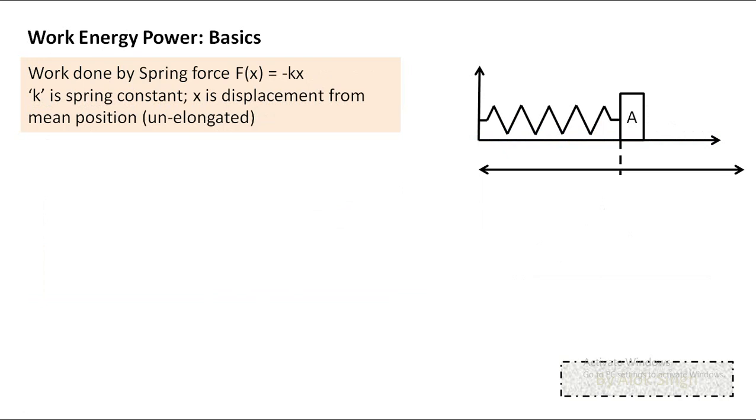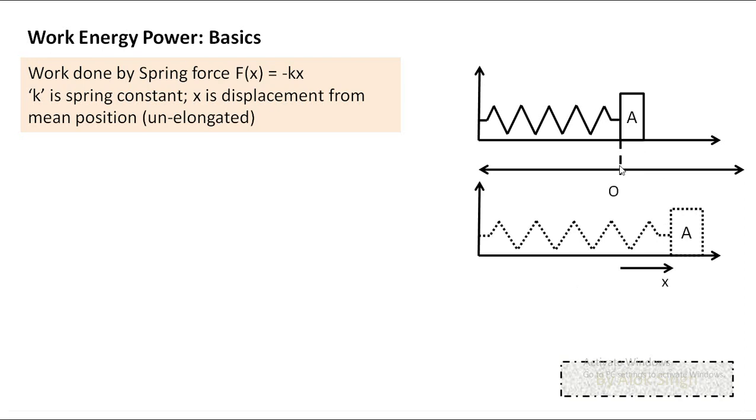Now we come to work done by spring force. We know the spring force is equal to minus kx. K is called the spring constant and x is displacement from the mean position. So this is the unelongated length, and this is taken as origin.